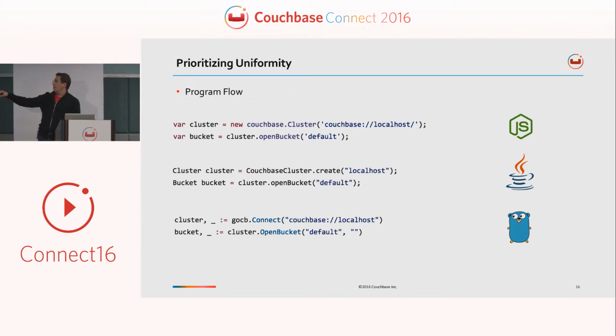So here you see opening a bucket, so connecting to a cluster and opening a bucket for 3 different versions. On the top, we see Node.js, where we basically use the cluster object to create a new cluster and then call open bucket on it. And it looks very similar in Java and Go.